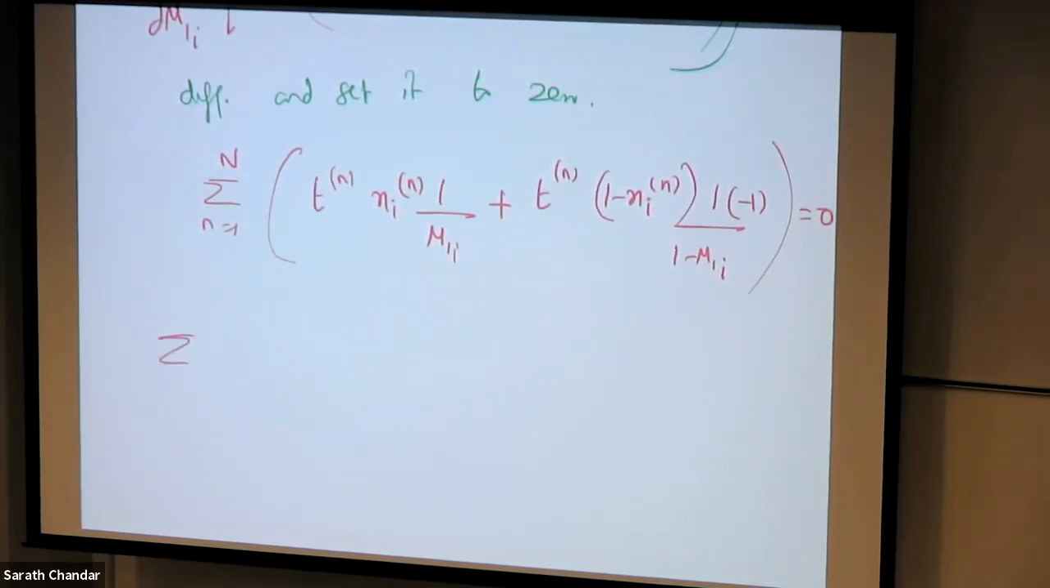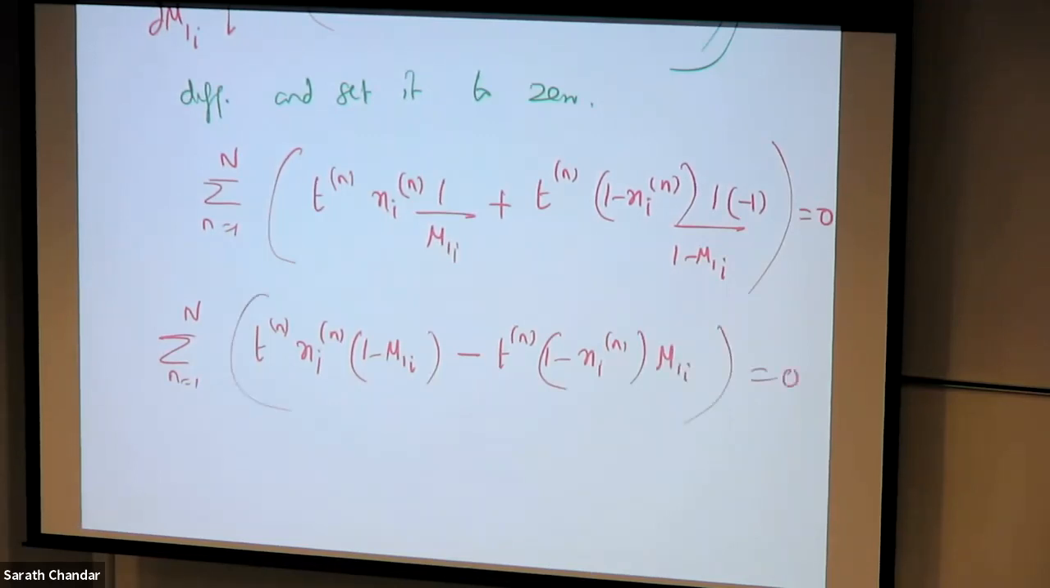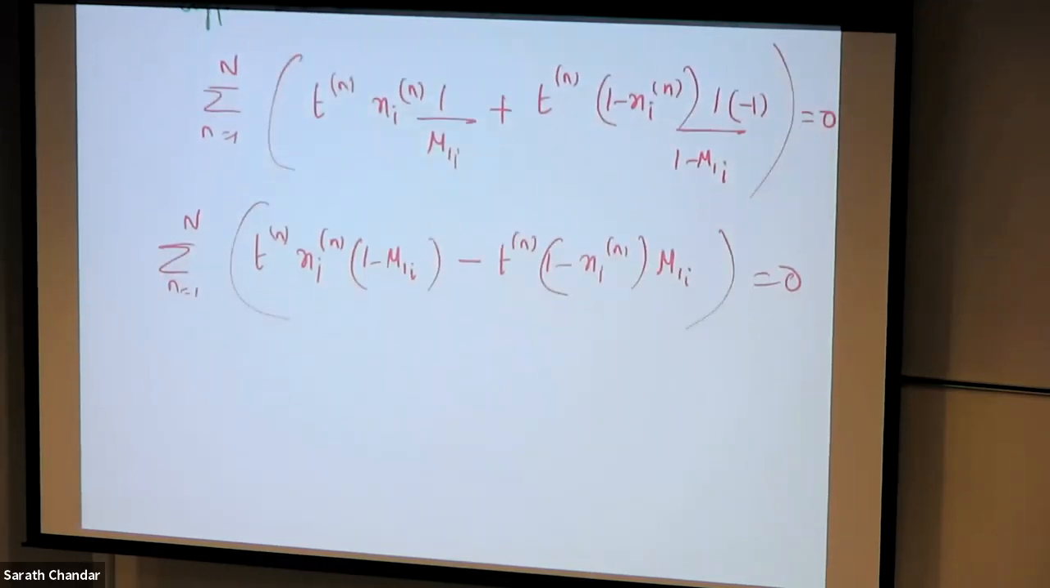So now I can just multiply and bring the fractions together. So this becomes summation over n equals 1 to capital N, t_n x_i^(n) multiplied by (1 minus μ_1i), minus t_n (1 minus x_i^(n)) multiplied by μ_1i, the whole thing is equal to 0. So the denominator goes away. Now I can bring the things inside from the product.